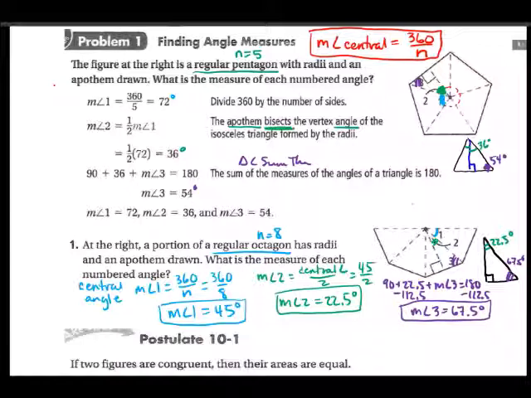We're given a regular octagon, which means n equals 8. Angle 1 is the central angle. And so 360 divided by 8 gives us 45 degrees. Angle 2 is just half of the central angle. So that's 45 divided by 2 is 22.5. And triangle angle sum theorem gives us angle 3. So we get the measure of angle 3 is 67.5 degrees. Being able to do this is mandatory for you to be able to solve these problems.